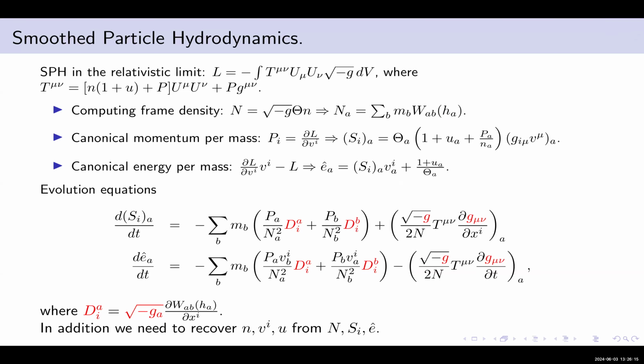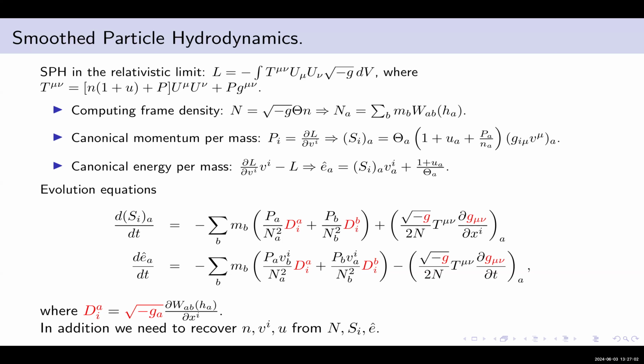So what I showed you before for SPH was in the Newtonian limit. In the relativistic limit, you can also write down a Lagrangian, which is a bit more complicated. Again, you have the stress energy tensor, the four velocities, and the square root of the determinant. But again, from that, you can crank the usual methods of generating equations of motion and define the canonical momentum and canonical energy per unit mass by just taking derivatives of the Lagrangian with respect to your variables.